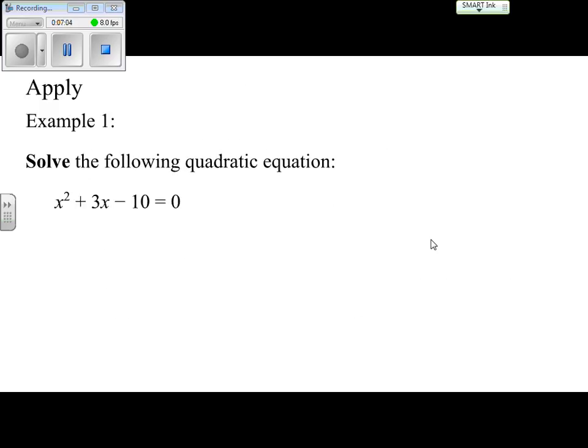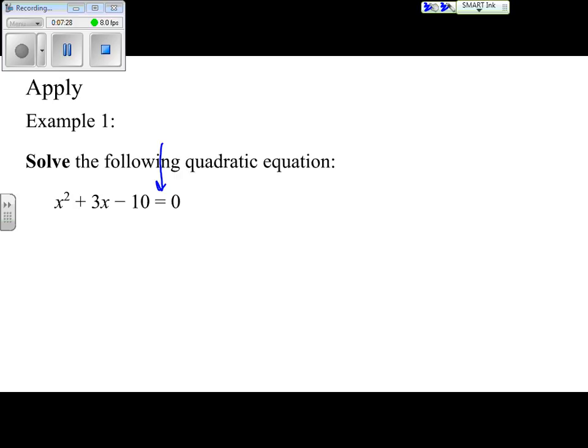So let's start off with this first one here. Solve the following quadratic equation. We know it's an equation because there is an equal sign. Secondly, we know it's a quadratic because it has an x squared. Also, it does not have a value as an a term, so it's just an implied one. So this should be a relatively easy one to factor.